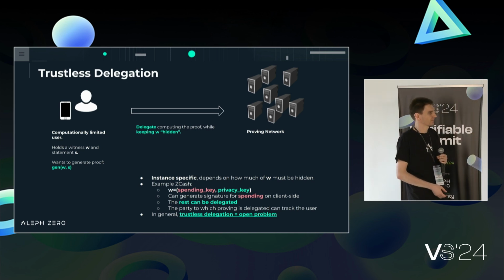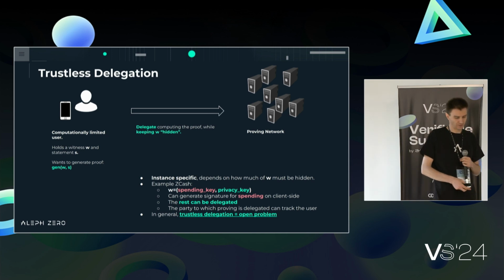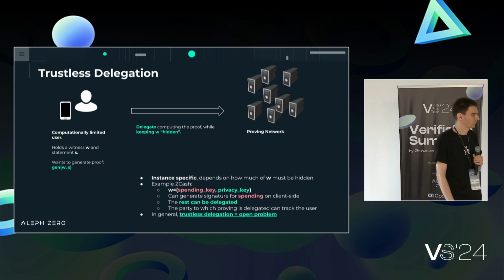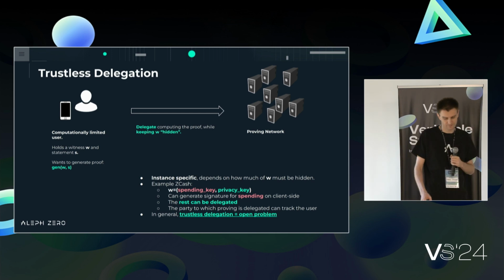So this problem is actually very instance specific. Depending on what kind of proof you want to generate, the hiding of the witness might be easier or harder. There is this example in Zcash where the witness they have is essentially divided into two parts.